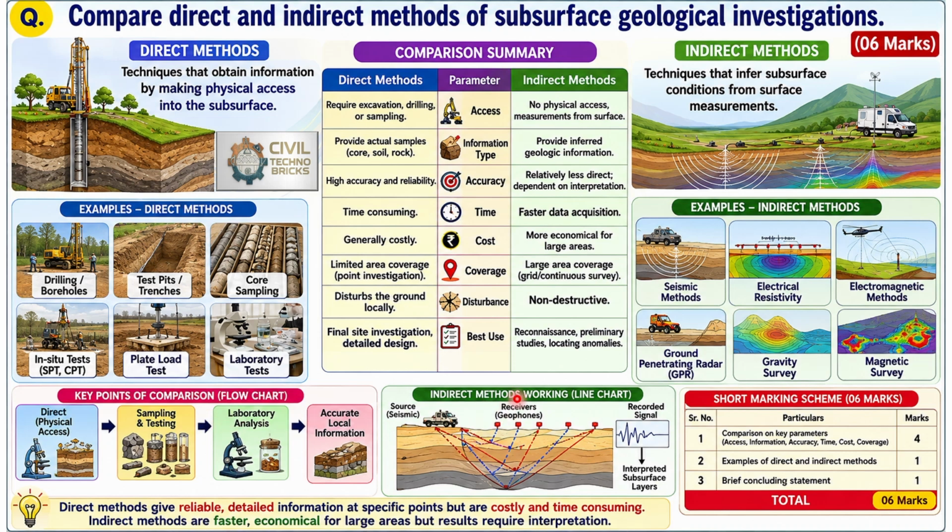Here is the working or line chart of the indirect method. The source is seismic activity, the receivers are the geophones, and the signal recorded is interpreted as surface layers, with reference to electromagnetic radiations. Here we emit the rays, each ray goes deeper, collects the information and replies to the geophones, which are on the earth surface and are the receivers.